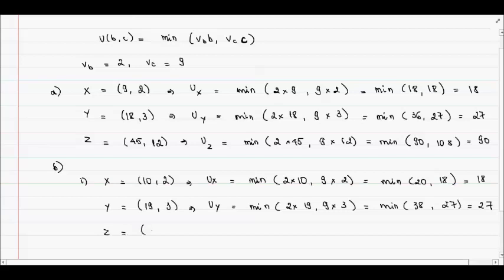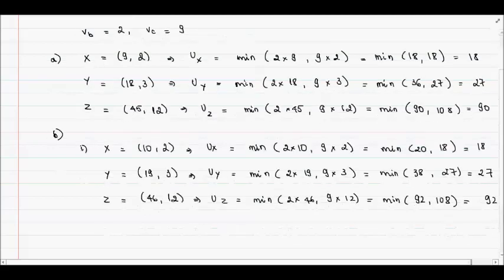And bundle Z now becomes 46 units of B and still 12 units of C, because it doesn't change the amount of cheese. So the utility corresponding to bundle Z is the minimum between 2 times 46 and 9 times 12. 2 times 46 is 92, and that is 108 still, so that becomes 92.